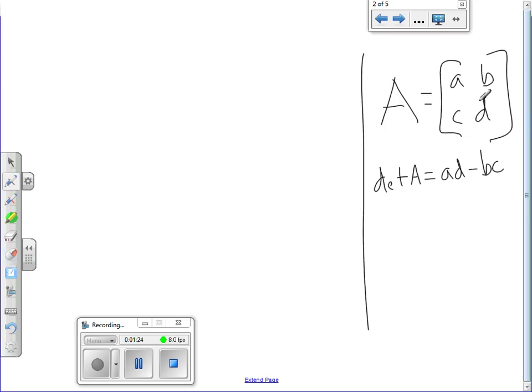Because the formula has subtraction, the order makes a difference. You always want to start in the upper left, shoot down to the lower right, and then subtract from that upper right, shoot down to the lower left. Let's illustrate this with an example, and the directions are going to be calculate the determinant.